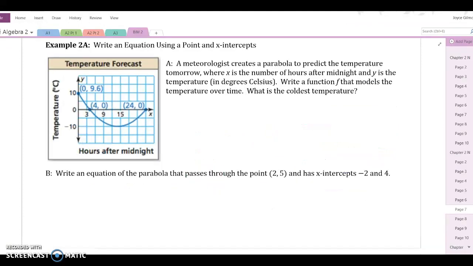A meteorologist creates a parabola to predict the temperature tomorrow, where x is the number of hours after midnight and y is the temperature in degrees Celsius. Write a function that models the temperature over time. When I look at this parabola, the thing that you should notice is that we can see where it crosses the x-axis. That means we're in intercept form. So y equals a times x minus p times x minus q.